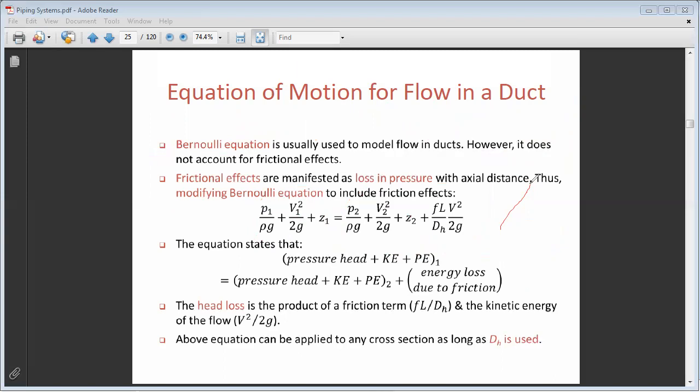In general, this will be clear in the given. But if the length is relatively small, you can neglect the friction effect. But for large lengths, when we talk about the size and design of piping systems, you will have large lengths involved, so you should take it into consideration.